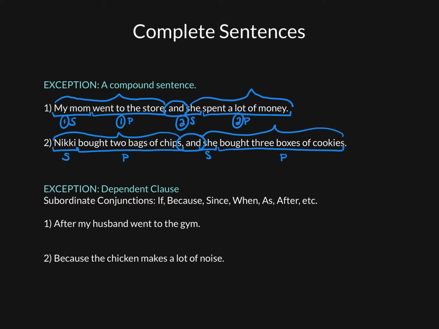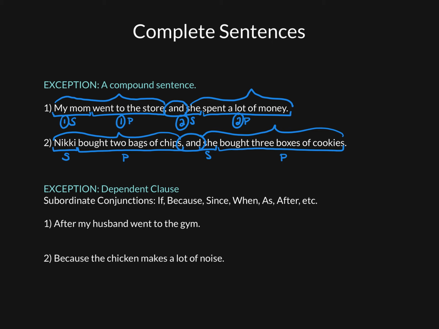Now, we also have one more exception to the rule. And as we discussed before, the rule is that a sentence must have a subject as well as have a predicate to be a complete sentence. But here, if we have a dependent clause, it appears that we have a subject and a predicate. However, it's actually a fragment. It's not going to be a complete sentence. And a dependent clause just means that we have something that can't stand alone.